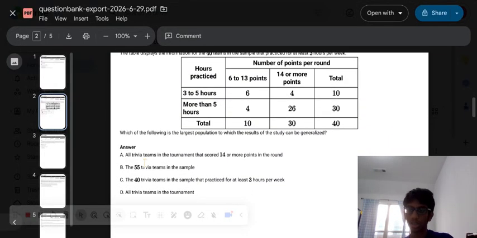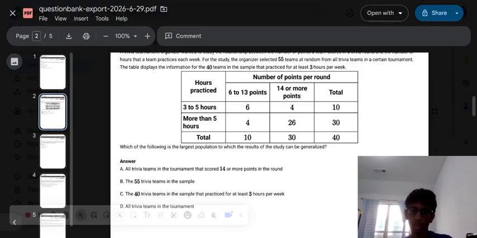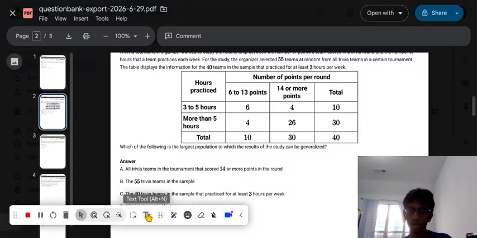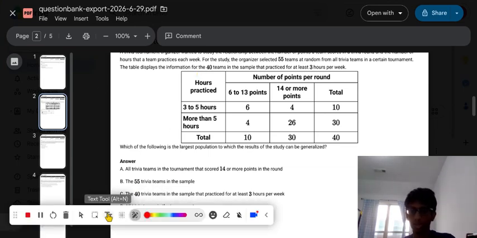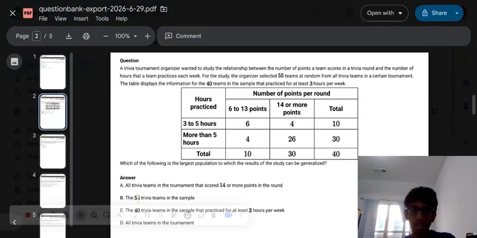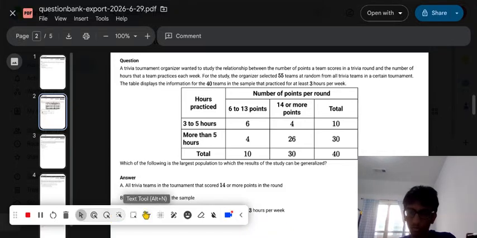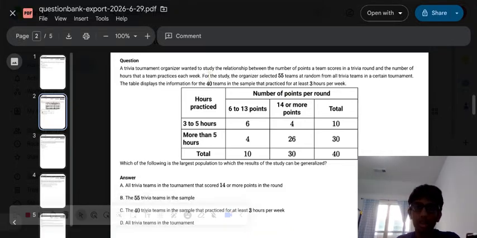So here's what I would say. I would say for this one, we take the same approach as our previous question. So, what is being surveyed? What is being surveyed is 55 teams selected at random from all trivia teams in a certain tournament.